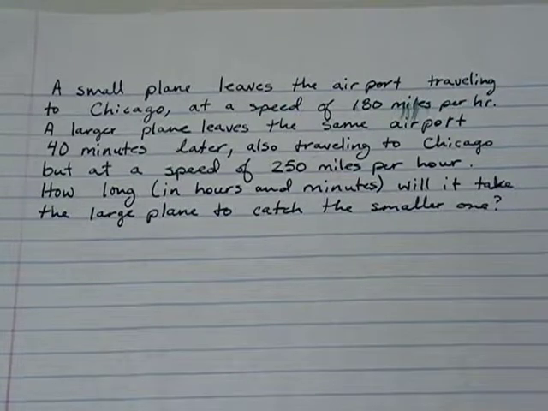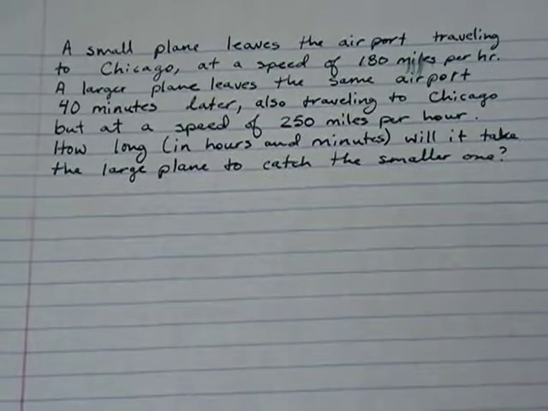A small plane leaves the airport traveling to Chicago at a speed of 180 miles per hour. A larger plane leaves the same airport 40 minutes later, also traveling to Chicago, but at a speed of 250 miles per hour. How long, in hours and minutes, will it take the larger plane to catch the smaller one?